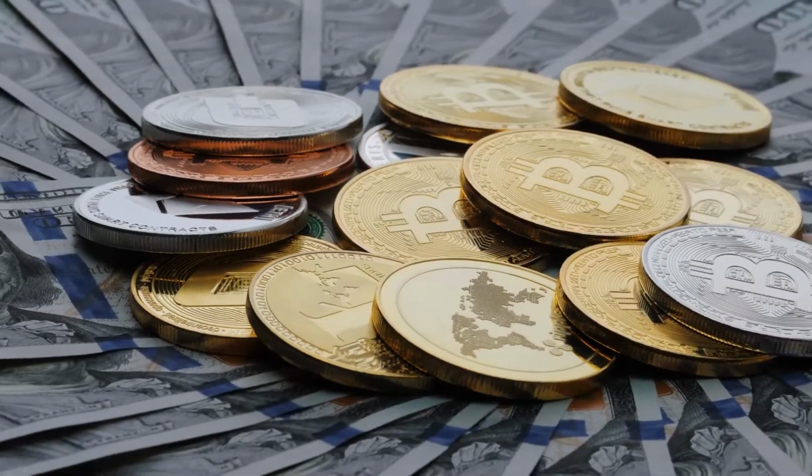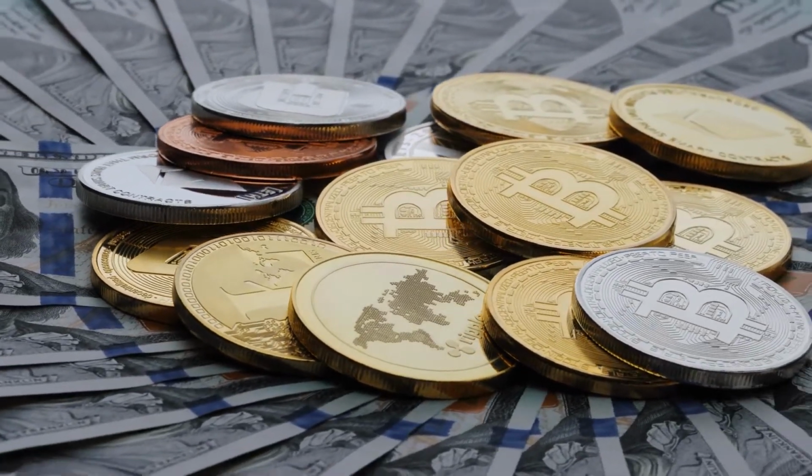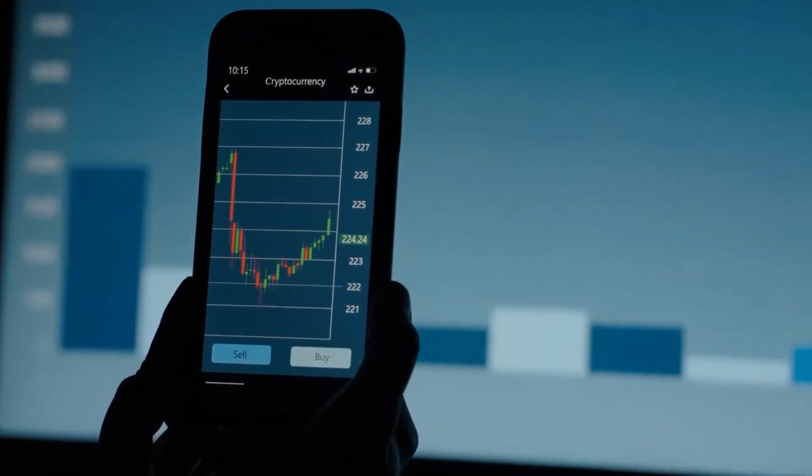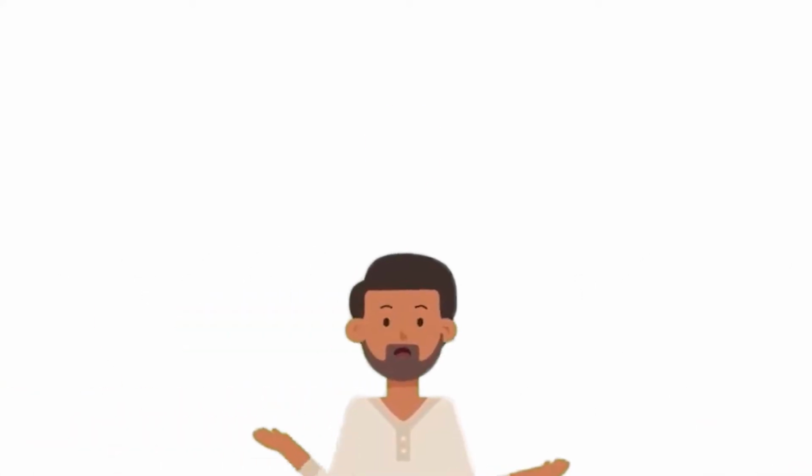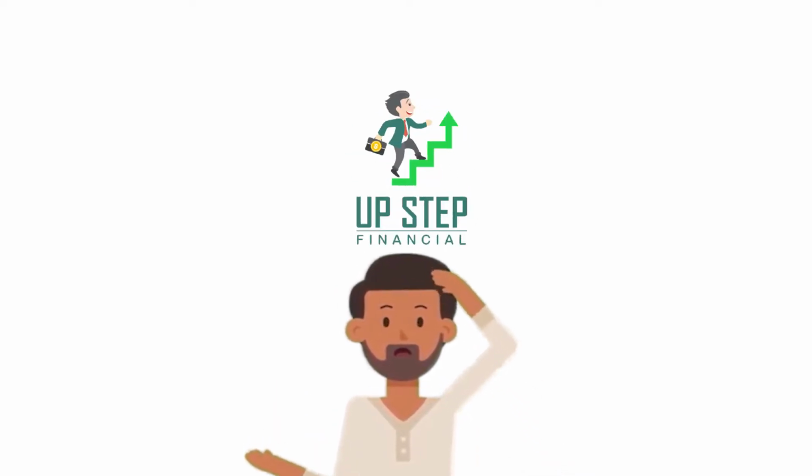Learning how to buy cryptocurrency can be a really challenging task. However, in reality, this does not have to be the case. Assume you've decided to invest in cryptocurrencies. However, you're confused and unsure where to begin. You're wondering, how can you buy crypto? Don't worry, Upstep Financial is here to help, and we have sound advice you can rely on.